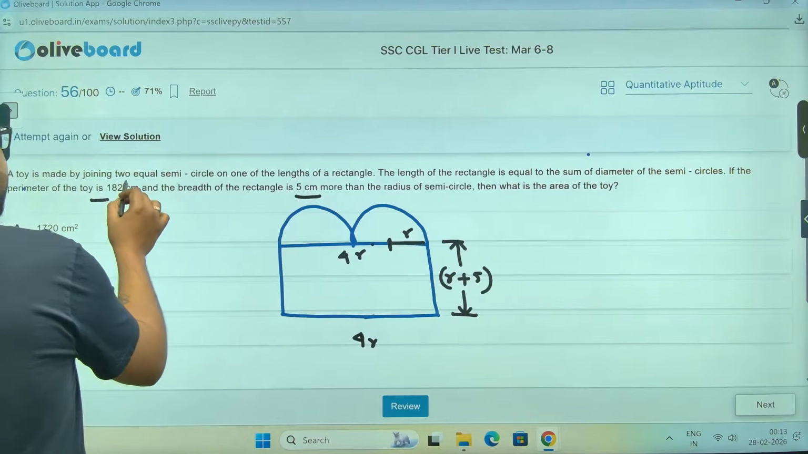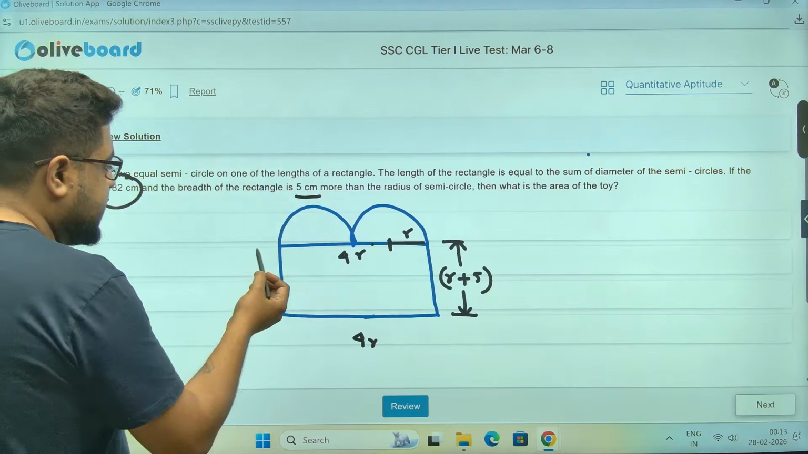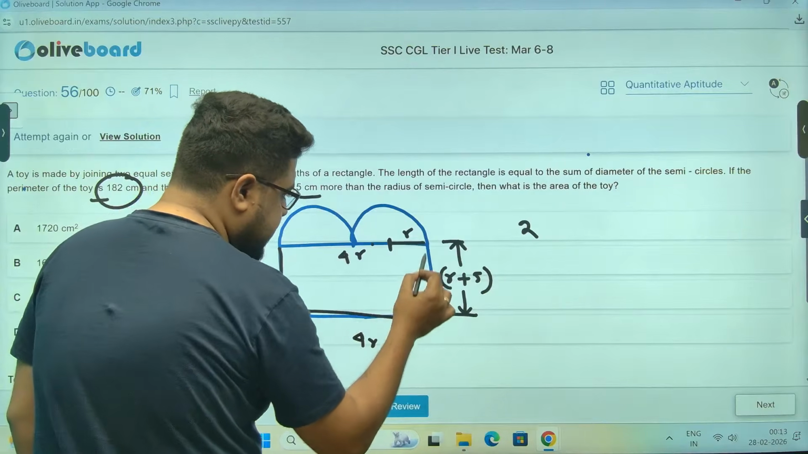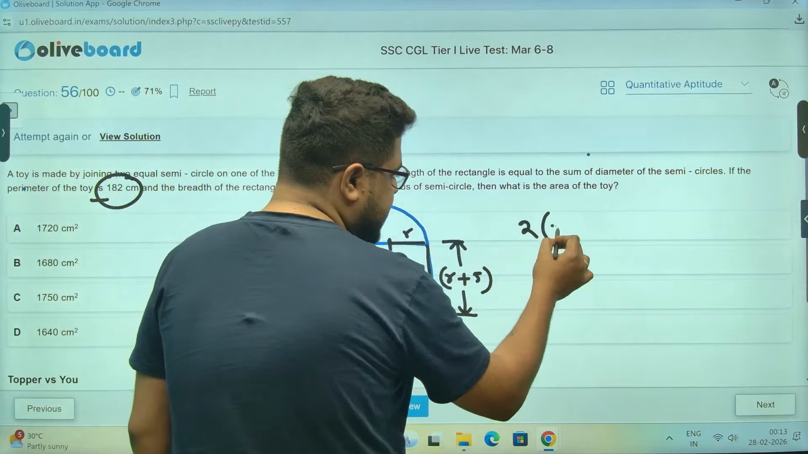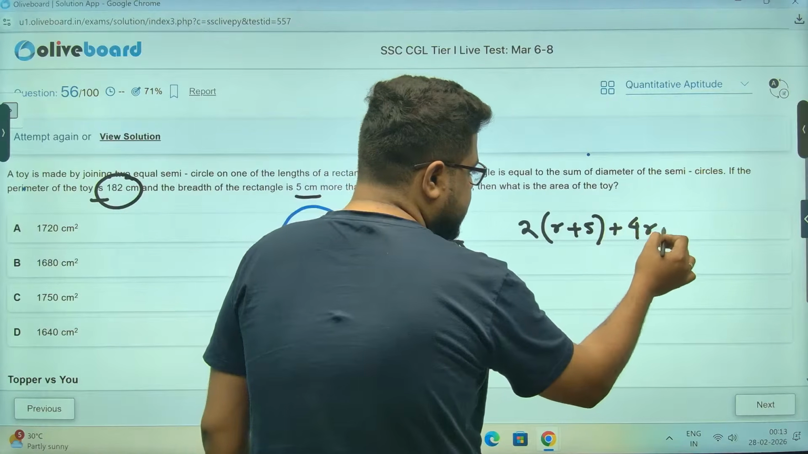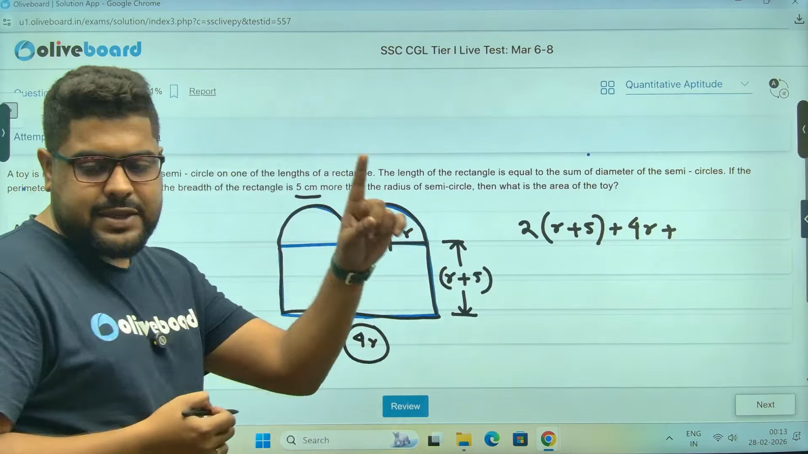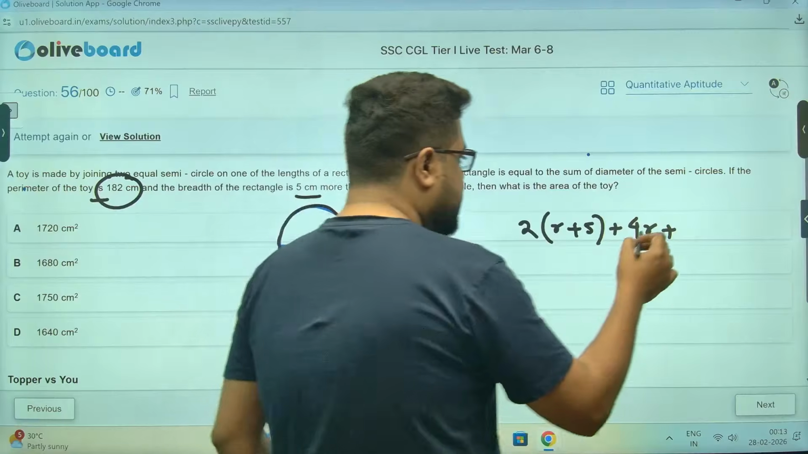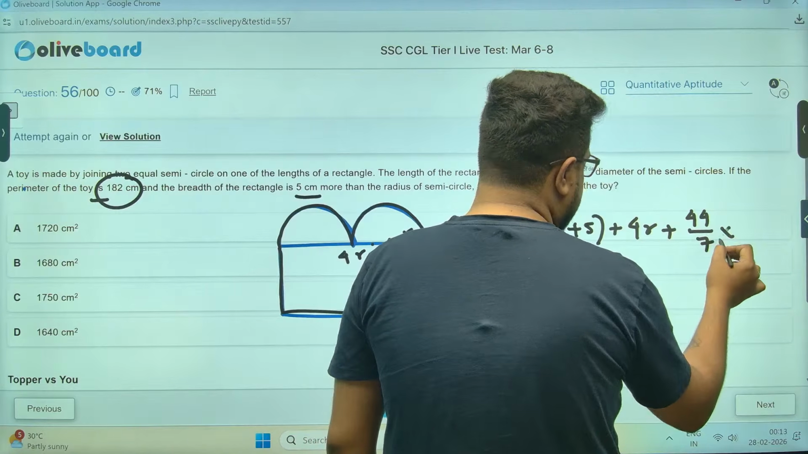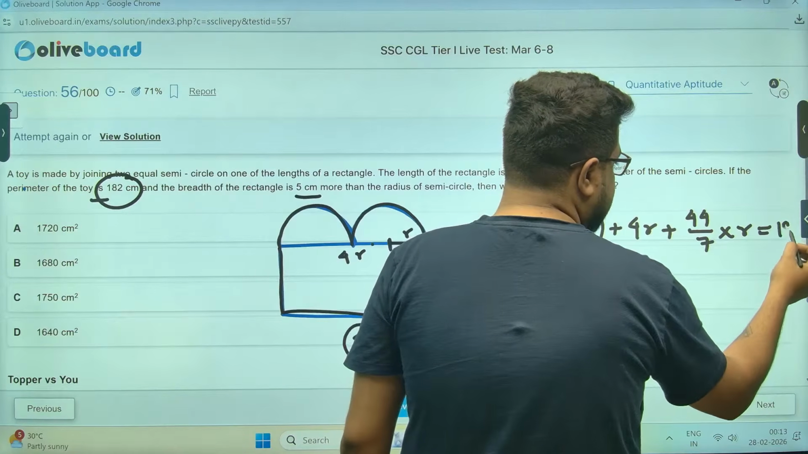Now they have given us an equation of perimeter to find out r. What will be the perimeter? There are 3 sides here: the length and 2 breadths. So 2 times r plus 5 for the 2 breadths, plus the length 4r, plus the 2 semicircles, which means 1 circle, 2 pi r. 2 pi r means 44 by 7 into r. That is given as 182.